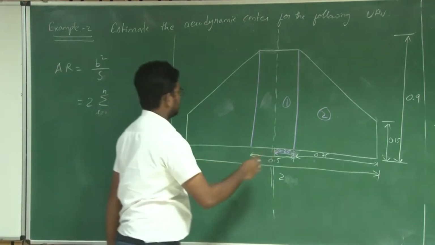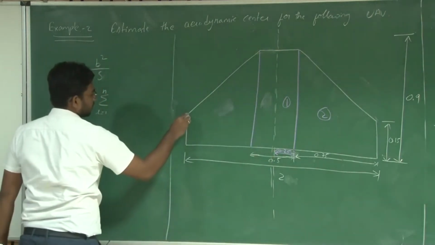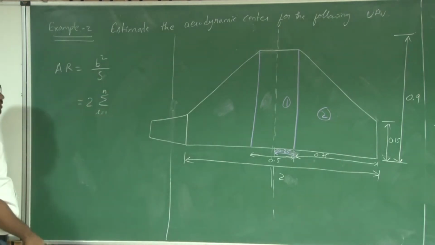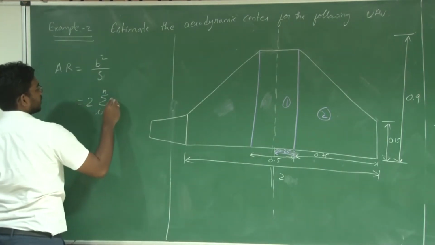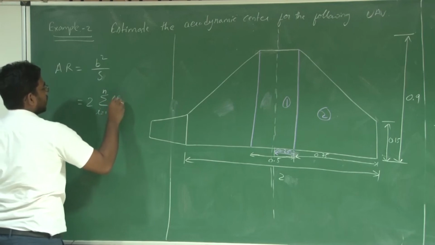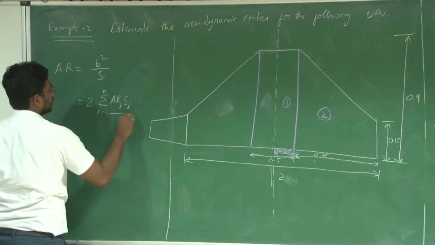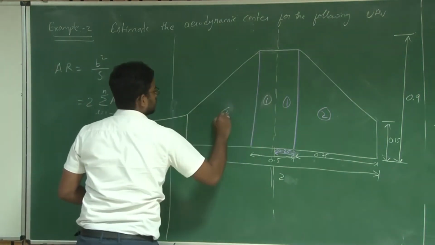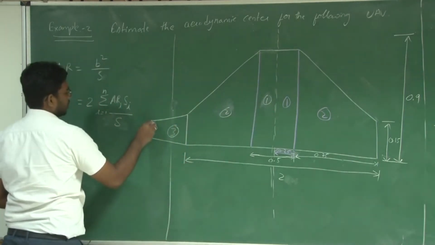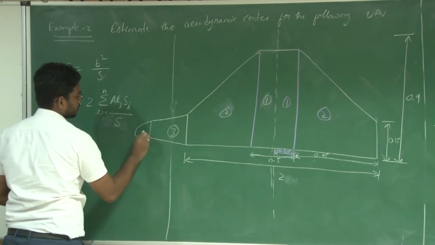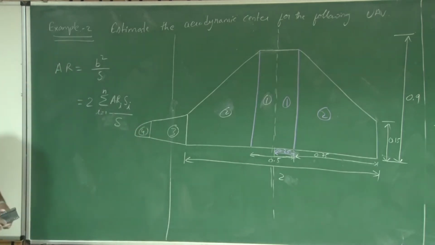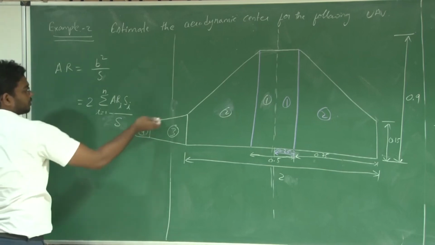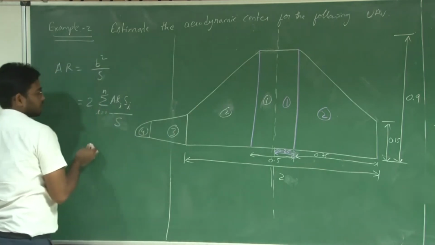You can have one more section here, right? Effectively, you can have another section like this, another like that. So sigma i equals 1 to n, ARi into Si divided by S. So this may be 1, this may be 2, this may be 3. And again you can have a planform, say this may be 4. So you can have n number of sections, with different tapers at each and every stage.